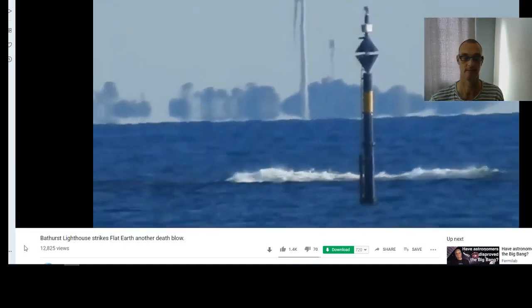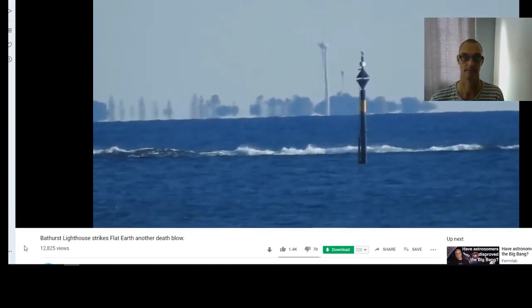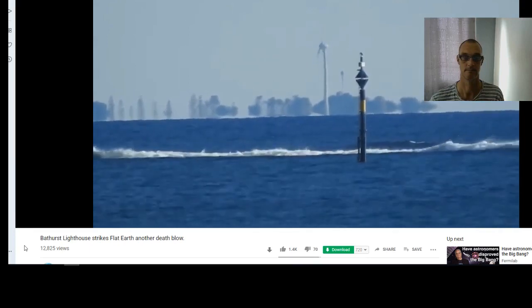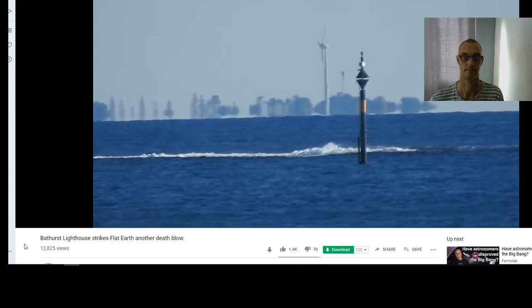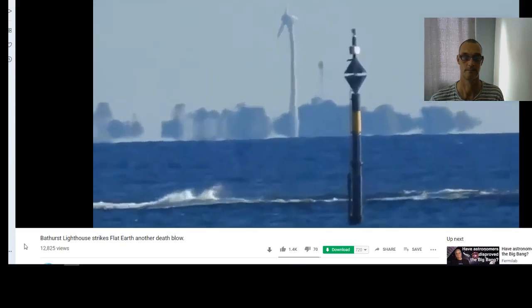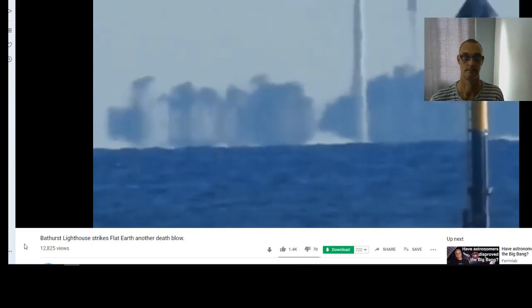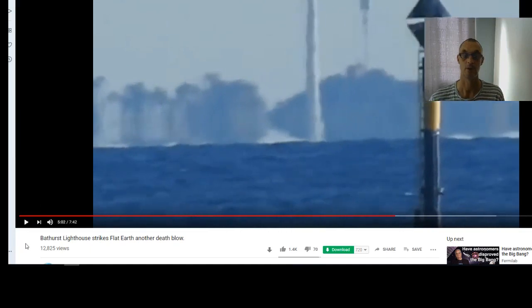And there's the wind turbine, and that wind turbine is actually located on a hill. But again, because of the curvature of the Earth, from this distance, it appears that the base is touching the water.